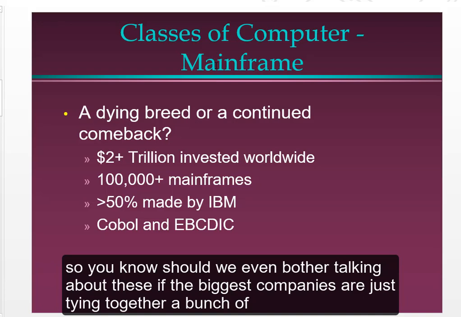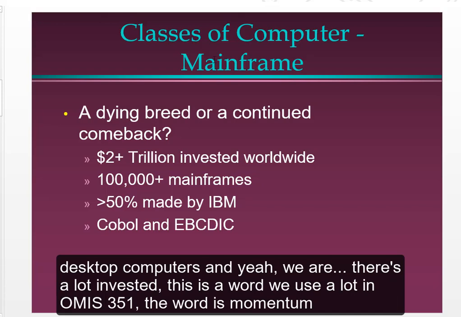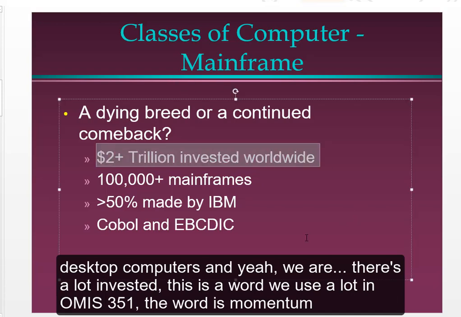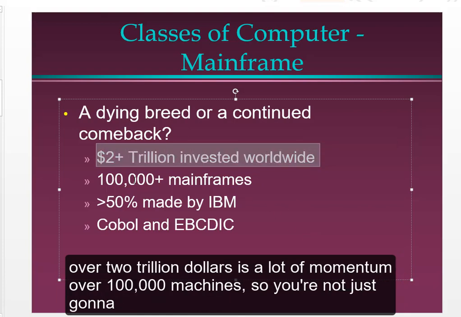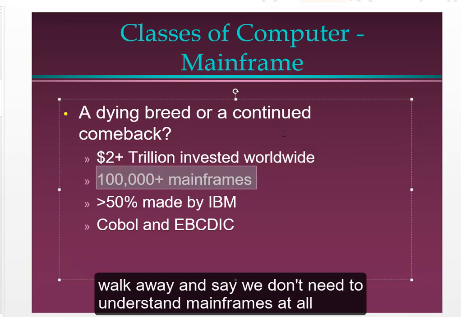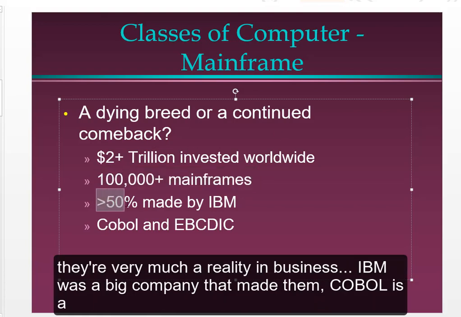So, should we even bother talking about these if the biggest companies are just tying together a bunch of desktop computers? And yeah, we are. There's a lot invested. This is a word we use a lot in OMIS 351. The word is momentum. When something has been done a certain way for a long time, you can't just pivot and decide not to do it at all anymore. Over $2 trillion is a lot of momentum, over 100,000 machines. So you're not just going to walk away and say we don't need to understand mainframes at all. They're very much a reality in business.